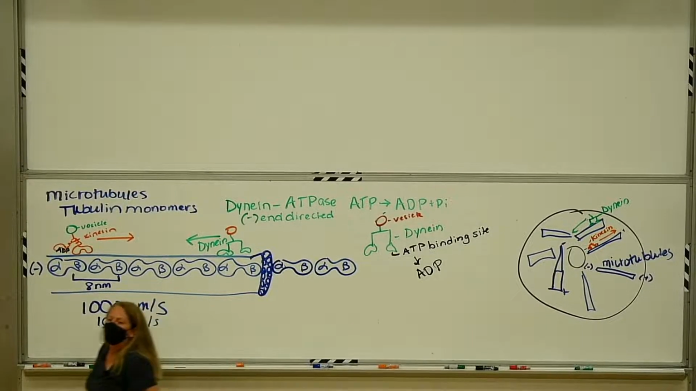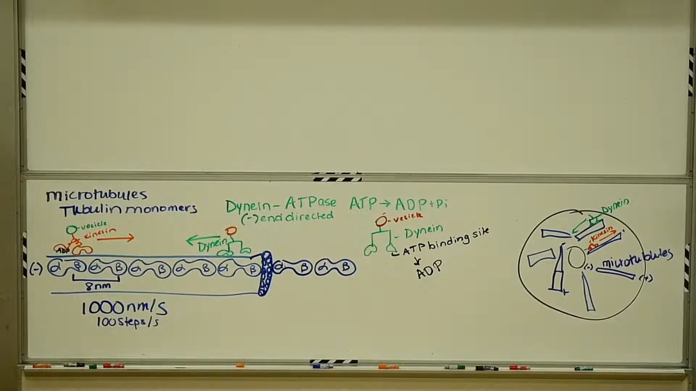Is the negative end always closest to the nucleus of a microtubule? So the question was, is the minus end always closest to the nucleus? Yes. The plus end will always be closer to the plasma membrane.